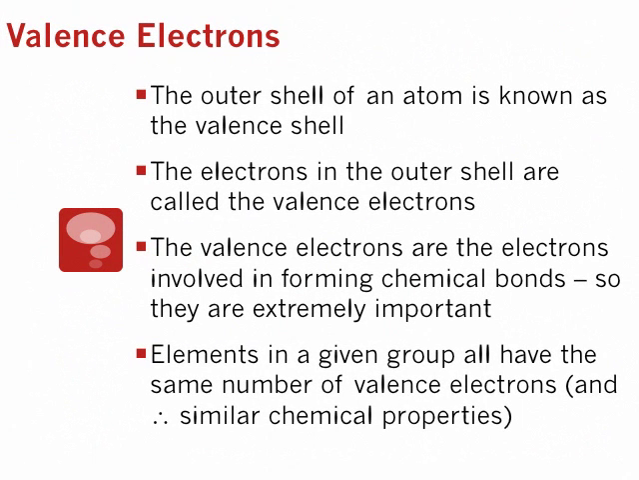This outer orbital, or outer shell, is referred to as the valence shell. The electrons in this shell are called valence electrons. These valence electrons are involved in chemical bonding and are very important to the chemical properties and to predicting the various reactions that these elements will undergo.